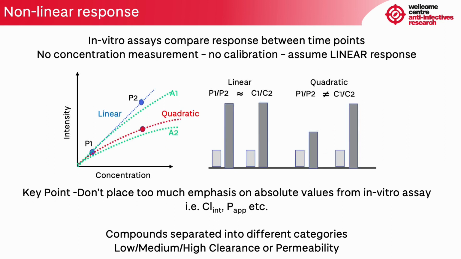Without generating a calibration line, we don't know if our compound displays a linear or nonlinear response. And if it is nonlinear, what is the degree of that nonlinearity? The response of compound A1, shown in green, gives a close approximation to a linear response, whereas A2 clearly does not. Because of this, we shouldn't place too much emphasis on absolute values from in vitro assays, such as CLINT for clearance or PAP for permeability. Instead, it's preferable to categorize compounds in terms of low, medium, high clearance or permeability.